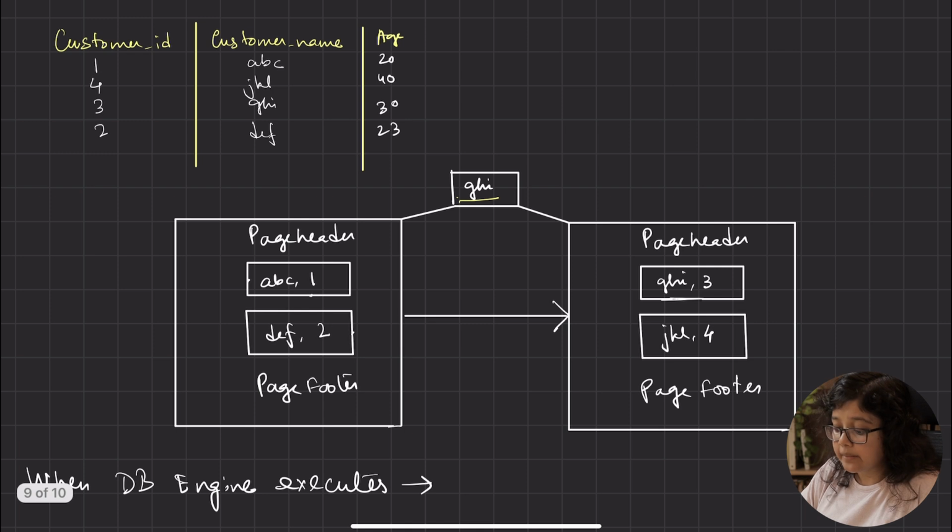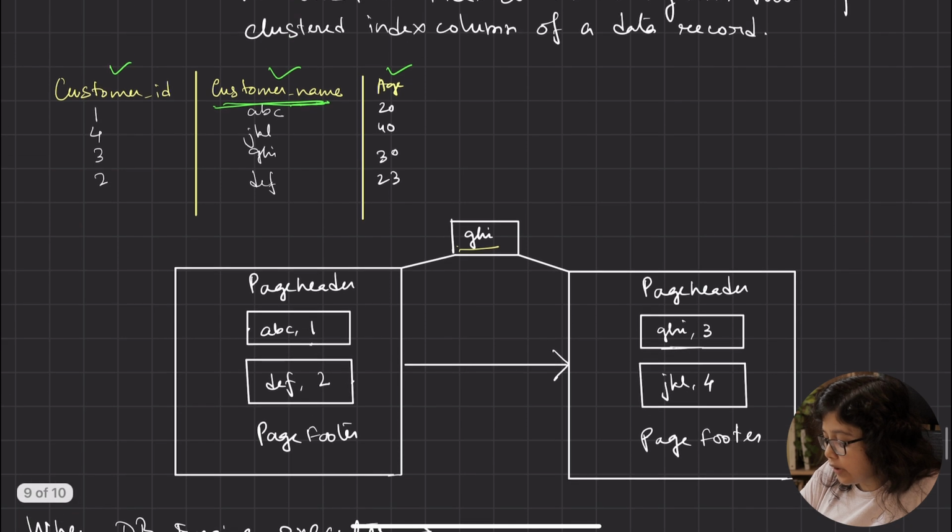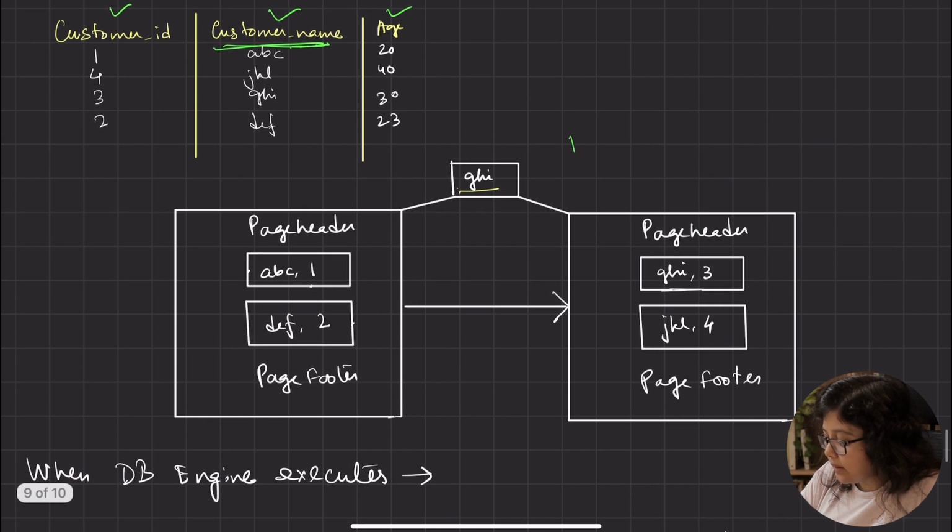Let's say we have the table customers with the columns customer ID, customer name and age. We have analyzed the queries on the table and we have understood that there are lots of queries on the column customer name. So we want to create a non-clustered index on the column customer name. Just like clustered indexing, the non-clustered index of InnoDB is also stored in the B plus tree.